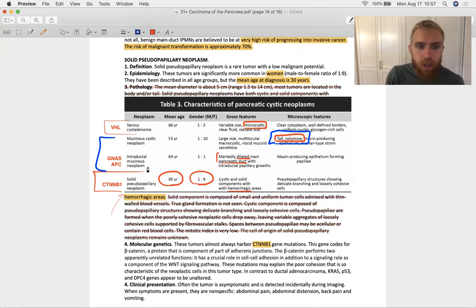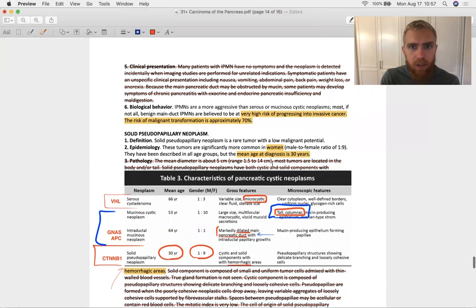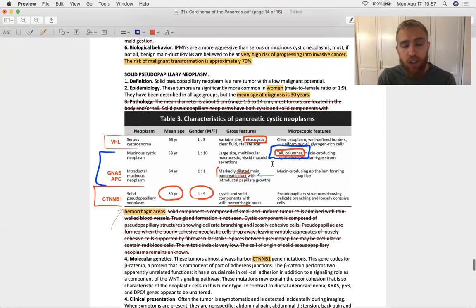Now, the intraductal mucinous neoplasm is also going to have attachment directly to the pancreatic duct. So again, if they want you to pick IPMN, they've got to tell you or show you it's connected to the pancreatic duct. And then mucinous cystic neoplasm, I didn't see any mutations for that. IPMN, we've got GNAS and APC mutations. Those are 2 you want to know and recognize.